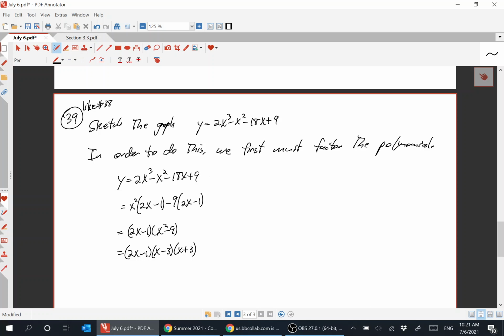Right, so first factor the polynomial fully into linear factors, and then graph as usual.